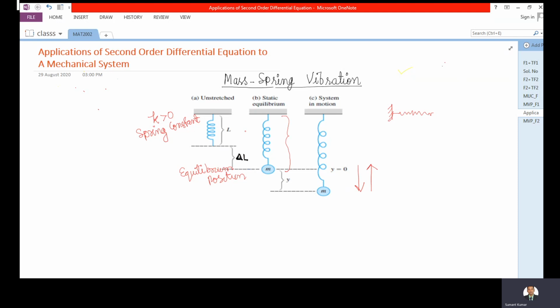So we can construct a mathematical model which will analyze the motion of the object. Our question is: which differential equation or which mathematical model represents mass spring vibration? So our purpose here is to derive the governing equation of the motion of the mass spring system. After displacing this mass vertically downward, it is displaced by a distance y at a particular time t.